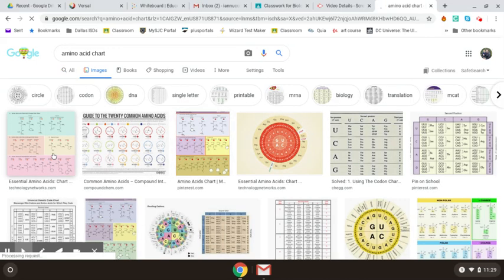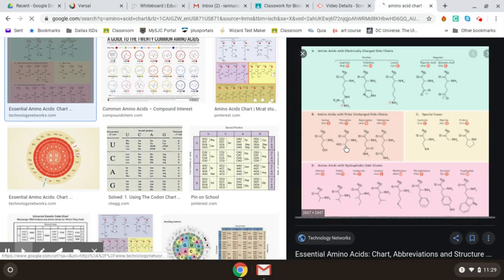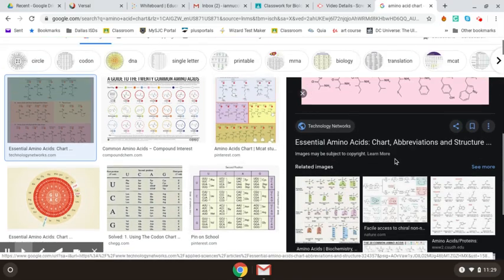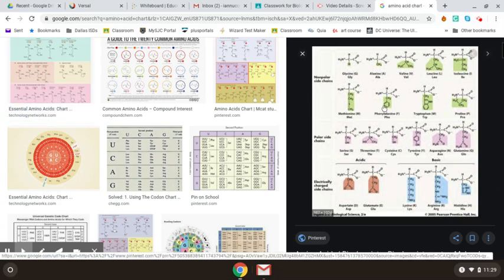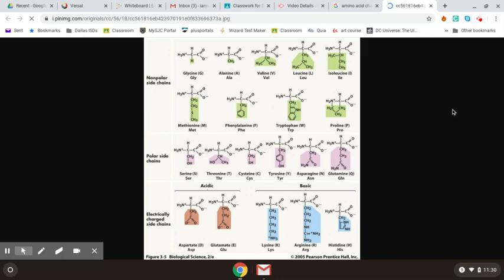Let's see if this is a big enough chart. Here we have an amino acid chart. Let me actually get a different one. Okay, this is a good amino acid chart. If you look at this chart, you can see that these amino acids have different shapes attached to them. The only thing that differs on an amino acid is the highlighted parts. All the other parts are exactly the same. So the structure of an amino acid is always going to be the same, and we can get into that a little bit more later.